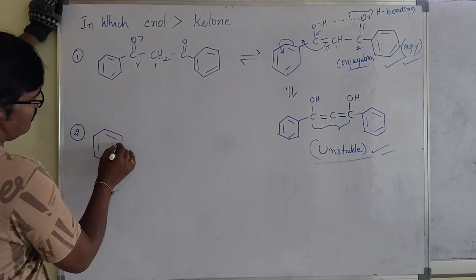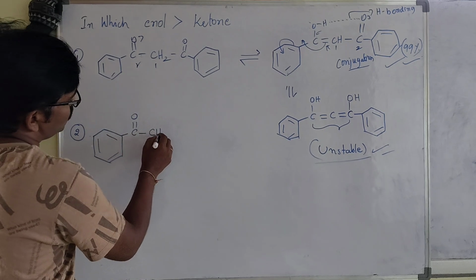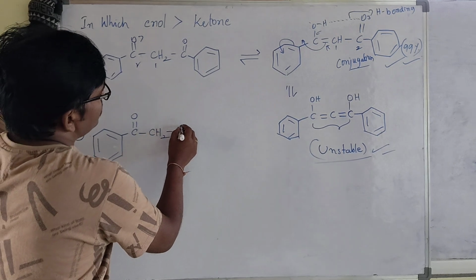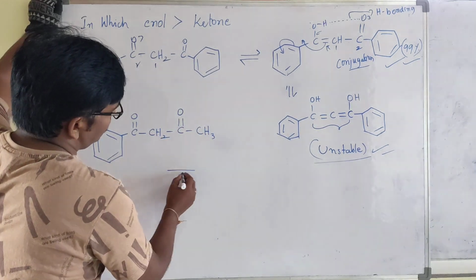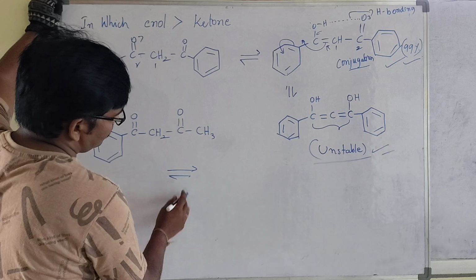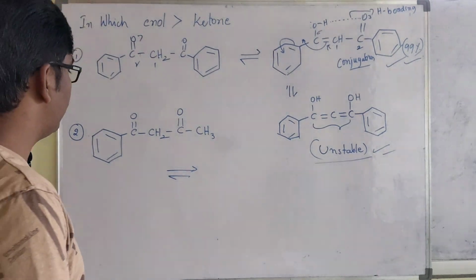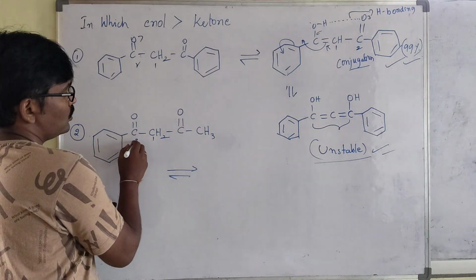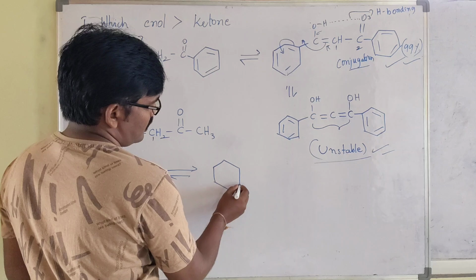Benzene will be attached to that, then C double bond O, then CH2, then C double bond O, then CH3, like this will be there. Sir, here so many possibilities are there for the shifting of the hydrogen atom from here to 1, 2, 3 position. Look at the first. Okay, enol formation.